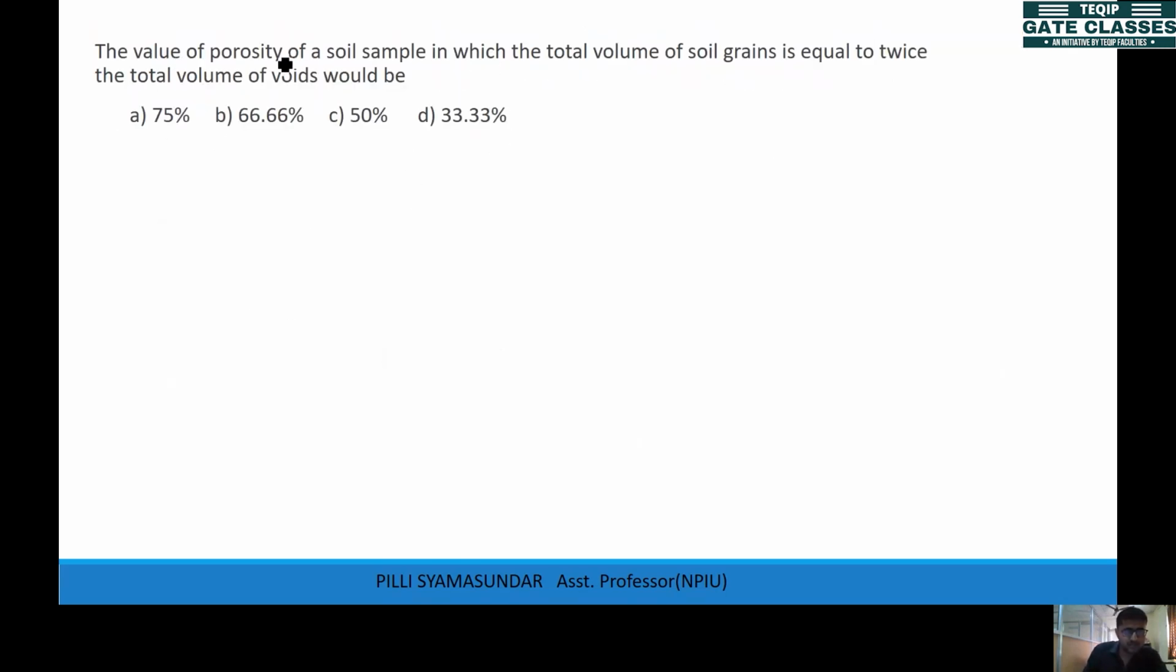Okay, let's see the next question. The value of porosity of a soil sample in which the total volume of soil grains is equal to twice the total volume of voids would be. She's asking for porosity, I guess, of a soil sample in which the total volume of soil grains is equal to. Grains means solids, you know. The total volume of solids, Vs, is equal to twice the total volume of voids. Fine. Now what he's asking is porosity.